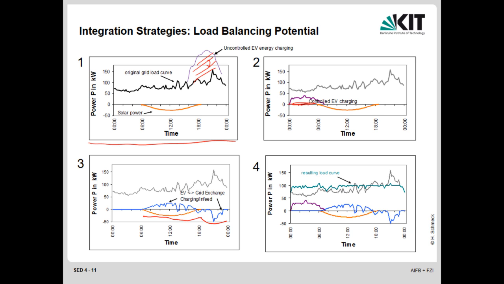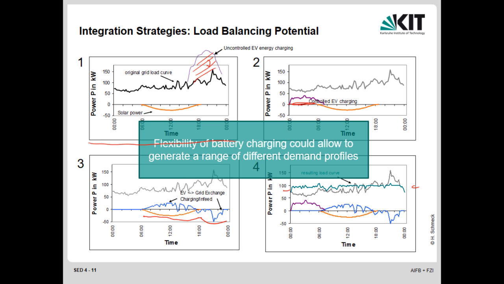And then you would be able to generate a load curve which is visible to the grid, which is the green curve here, a very flat curve, if that is something favorable for the grid. Or in general, you could say that the flexibility of battery charging could be used to generate just the demand profile that is beneficial for this day. Maybe the next day in a different way, but you could generate a range of different demand profiles. That's the flexibility that would be offered and that we should be able to exploit.